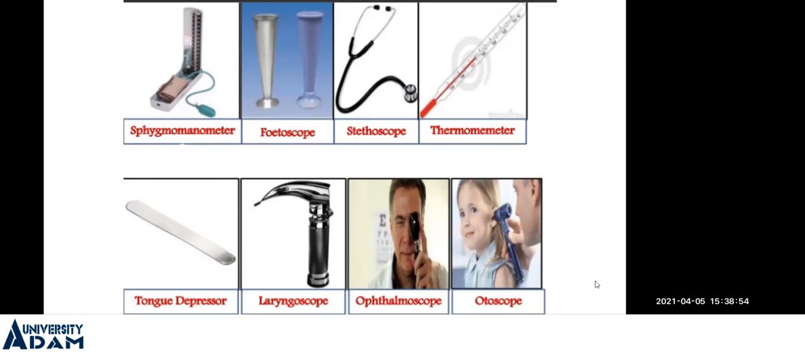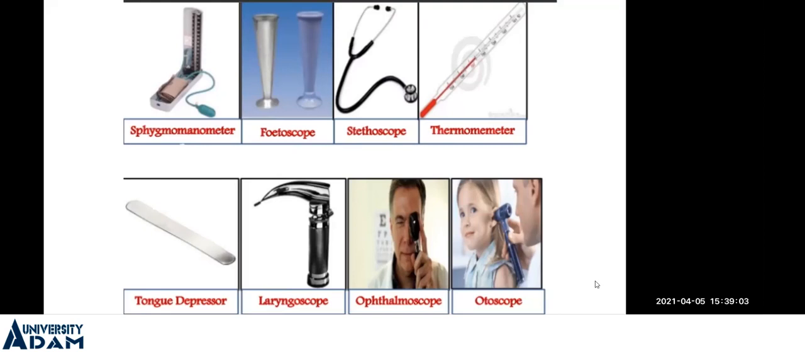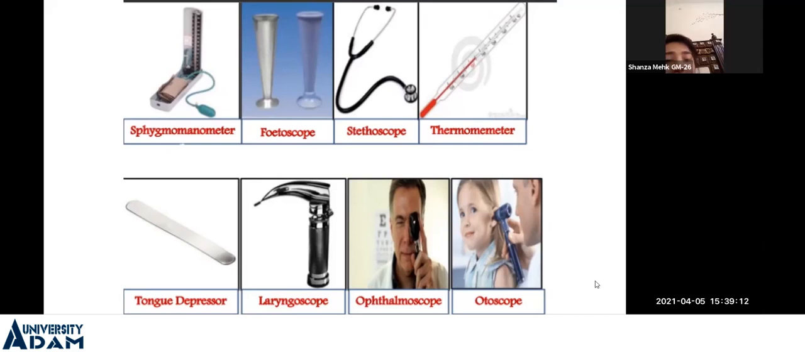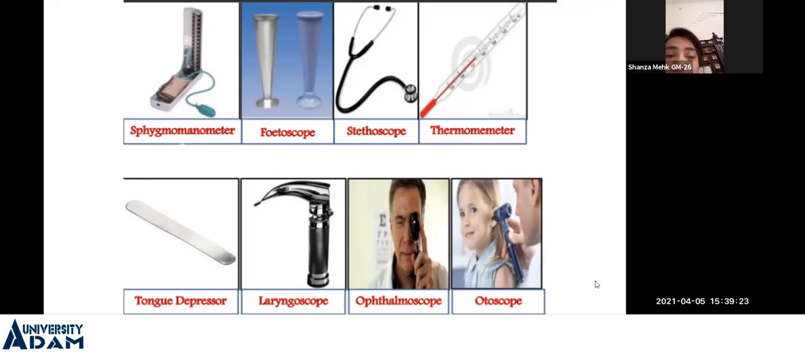Okay, who can reply to me? Ma'am, objective and subjective, general appearance. No. Shanza Meg, what's your reply? Ma'am, first of all, we will check the general appearance of the patient. General appearance of a patient: how the patient is looking, his consciousness, his position.